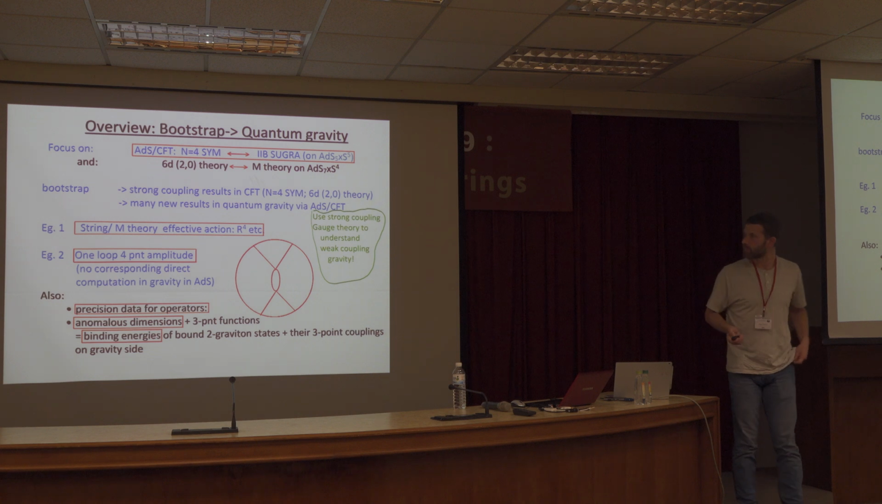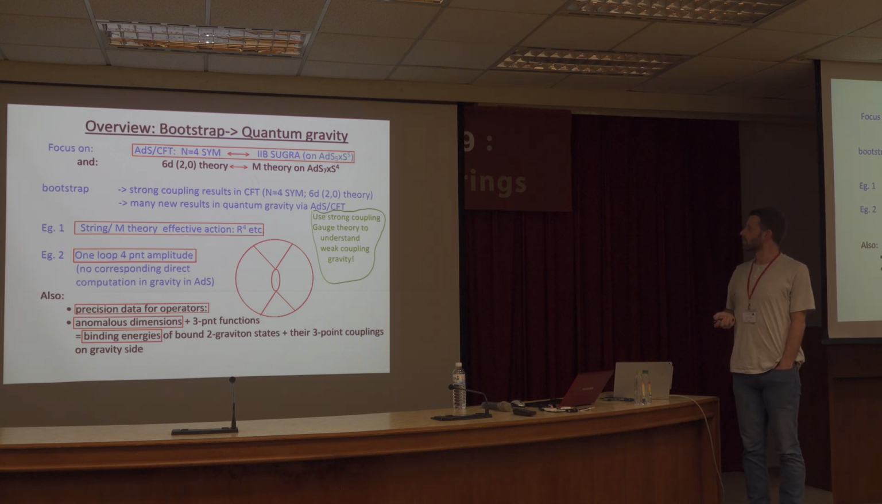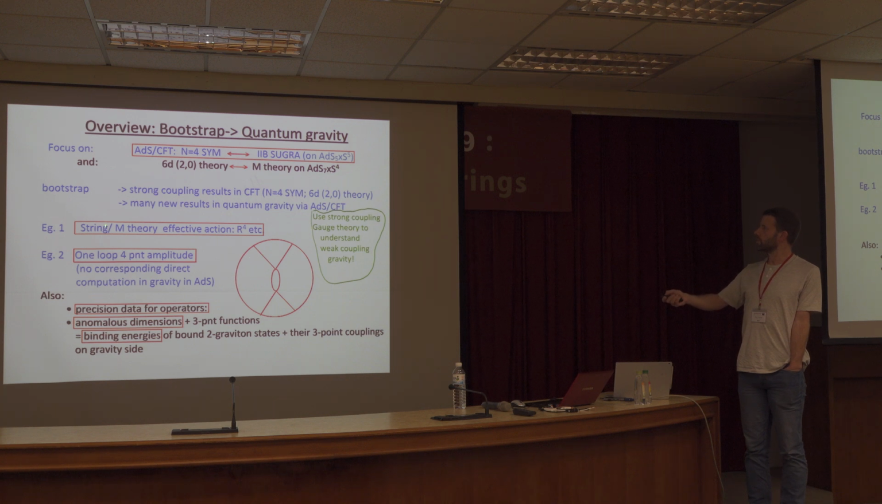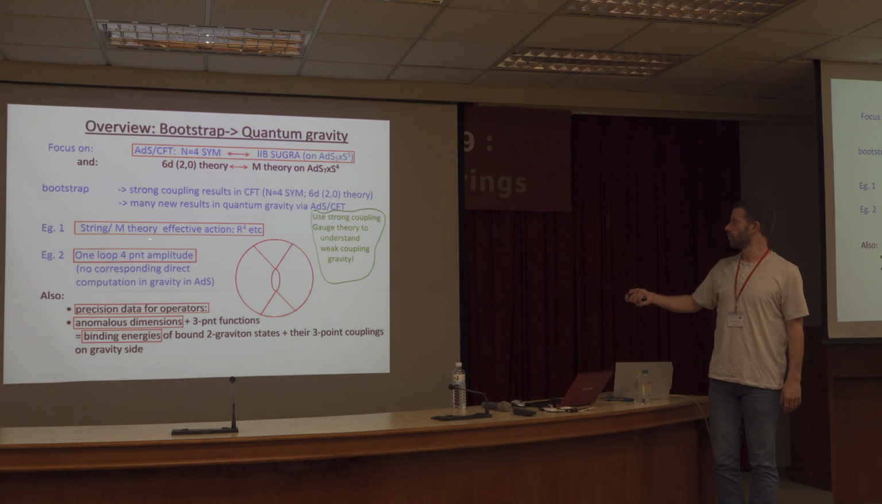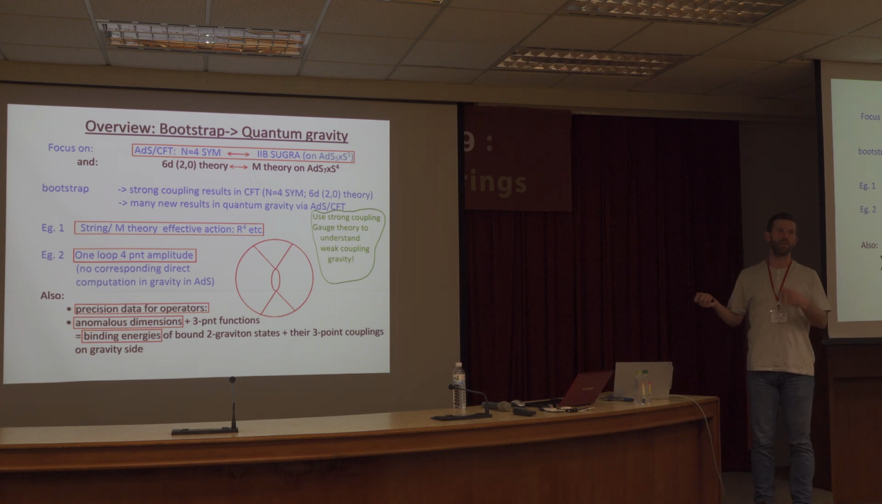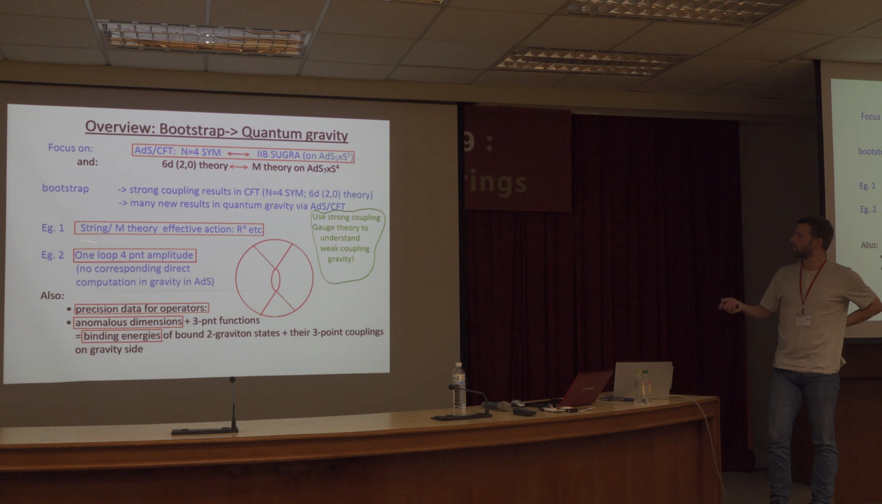Okay, so a bit more specifically then, I'll be looking at these two theories, with the standard AdS/CFT correspondence there. And I'll be using the bootstrap to get new results in quantum gravity. In particular, in the first part I'll be looking at tree-level terms, but sort of stringy tree-level terms, or the analogue of that in M theory. In particular, we'll be recovering the effect of the R^4 term in the effective action for the 4-point functions. So that'll be the first part, and that's actually relatively straightforward to do once it's all set up.